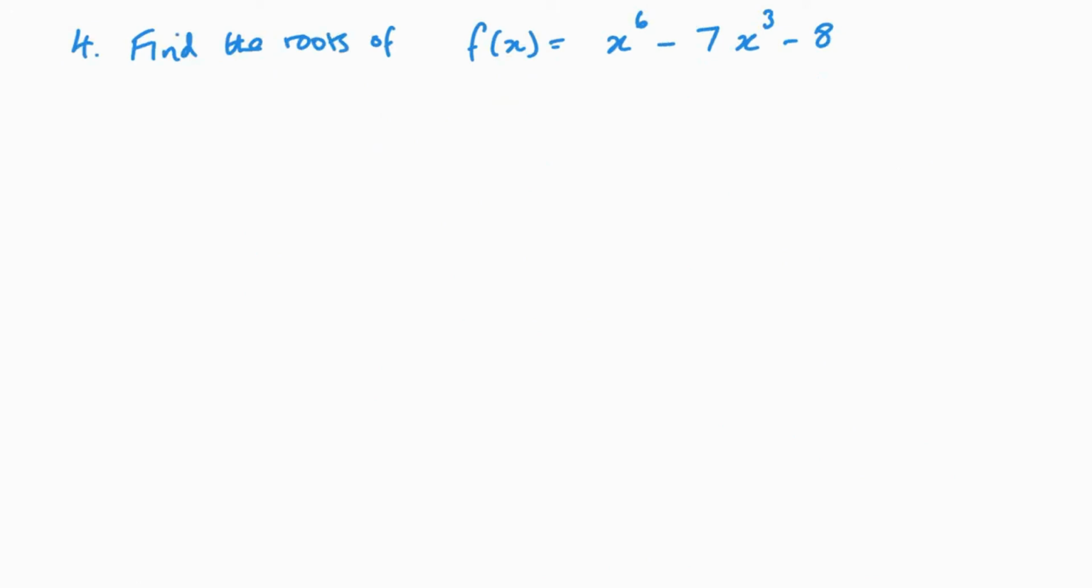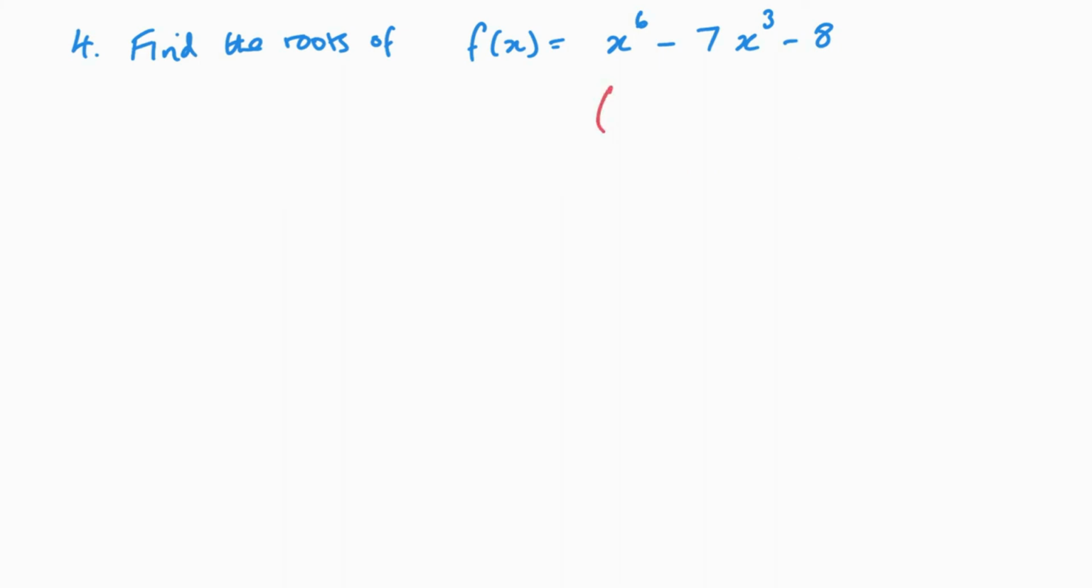So looking at this one, it looks off-putting initially, but actually if you square x cubed, you get x to the power 6. X cubed squared is x to the power 6. So this is just a quadratic. So let's go about solving it like we would any other quadratic.